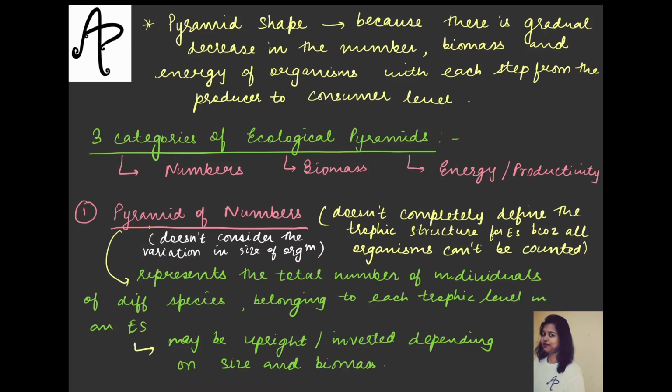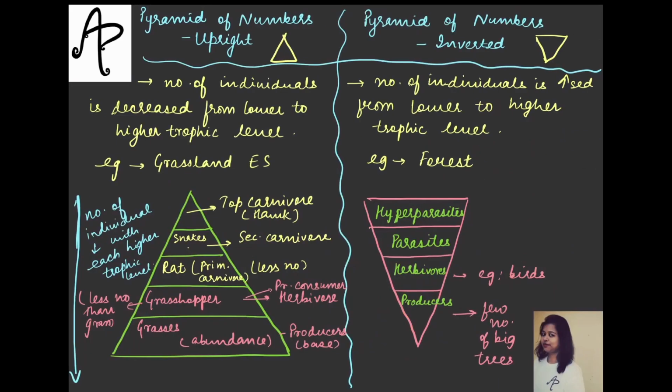ठीक है. Now the pyramid of numbers, what you have to remember is that it may be upright, which means ये ऐसे सीधा हो सकता है, and it may be inverted, ऐसा भी हो सकता है, depending on the size and the biomass. How can it happen? Let us see both the kinds of pyramid of numbers. Upright मतलब ऐसा सीधा हो गया and inverted would be this.